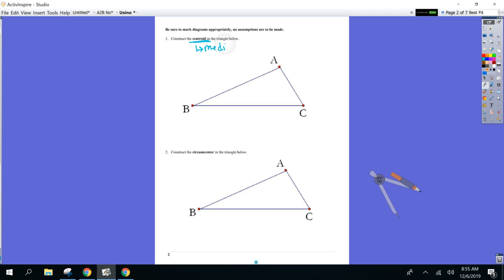Wait a second. I don't think we've ever done a median construction in here. No big deal. What do you know about a median? Because this is not going to be a new construction. Do you know how to find a midpoint? Okay, here we go. Let's do the median from A to BC first.